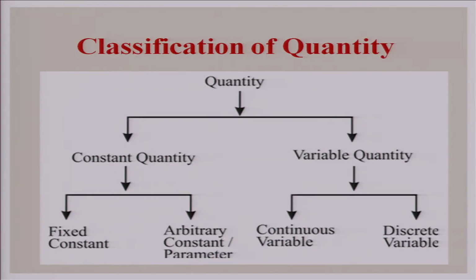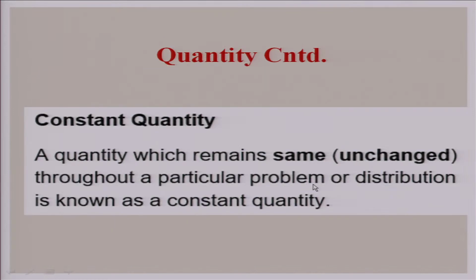Now this is the visualization of this classification of quantity. Quantity can be classified as constant quantity and variable quantity. And constant quantity can be further classified as fixed constant and arbitrary constant. In mathematics we use the word arbitrary constant, and in statistics we use parameter. And variable quantity can be further classified as continuous variable and discrete variable. We will discuss each quantity one at a time.